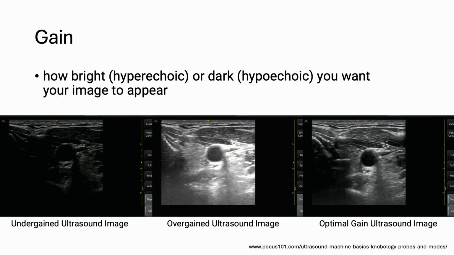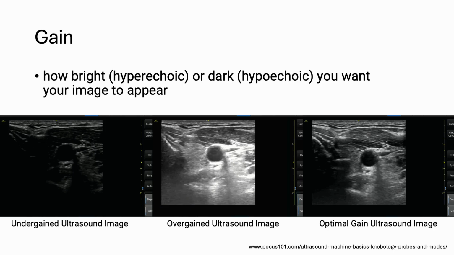The next thing we'll talk about is gain. Again, this is focusing on using the right terminology. So gain is how bright or how hyperechoic, and hyperechoic means there are lots of sound waves, and so it's brighter, or how dark, how hypoechoic you want your image to appear.